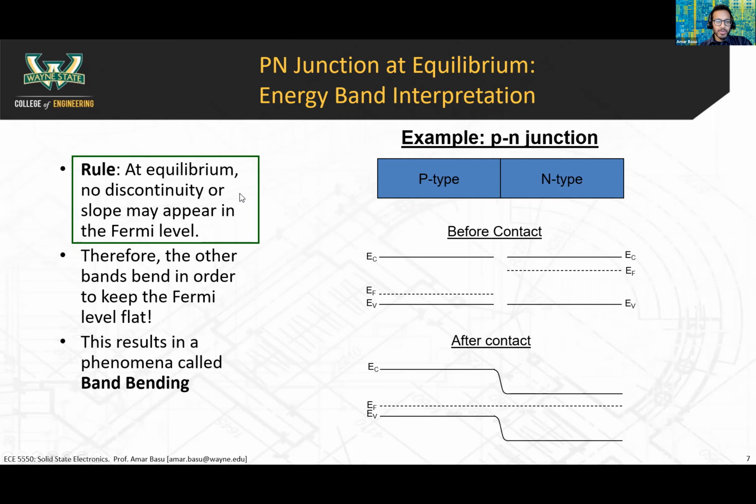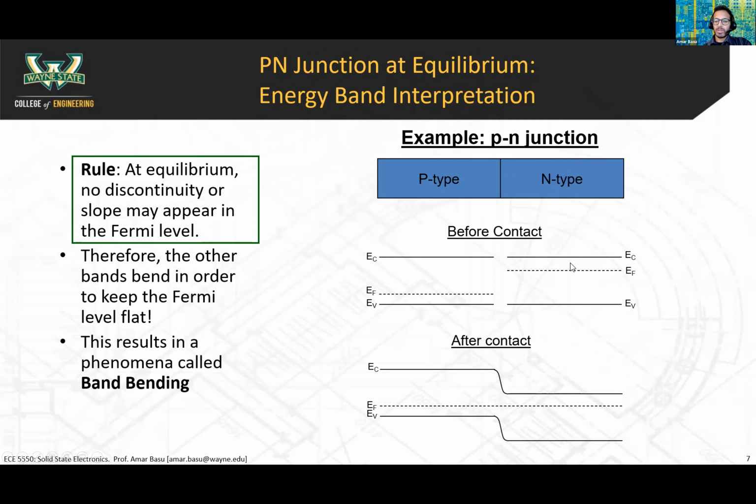Now the second rule is that there's a phenomenon called band bending that occurs in semiconductors. I'll explain really quick what that looks like. You have a p-type and an n-type material. We've already drawn these many times, so you know what the energy band diagram for a p-type material looks like. You have the Fermi level below the intrinsic level, so it's closer to the valence band. In an n-type material, you have your Fermi level close to the conduction band.